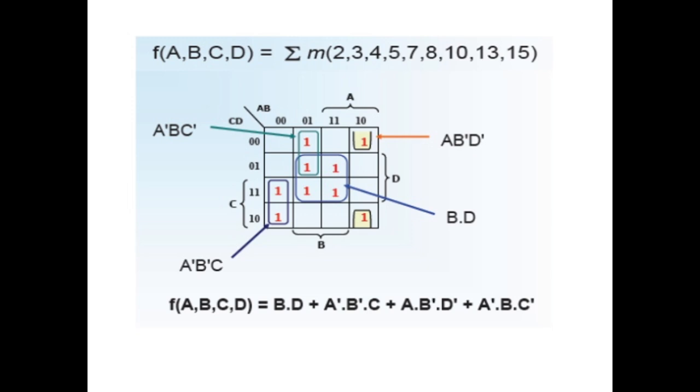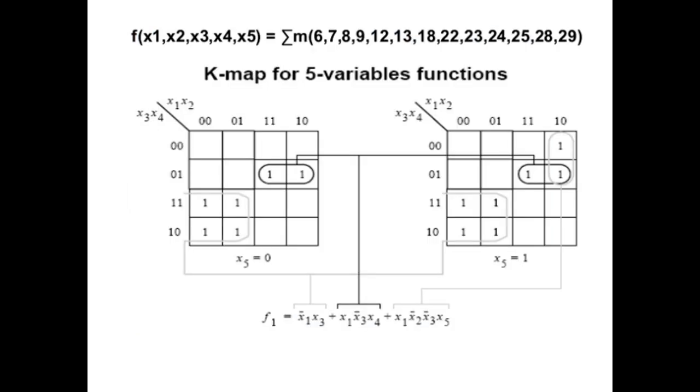The next K map problem: the minterms are 2, 3, 4, 5, 7, 8, 10, 13 and 15. We can put the 1 for these minterms and go for the mapping. Try for the octet mapping, otherwise we can go for quad. If octet and quad are not possible, then we go for a pair. So the answer for this problem is BD, A bar B bar C plus A B bar D bar plus A bar B C bar.